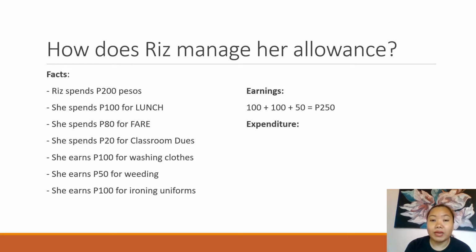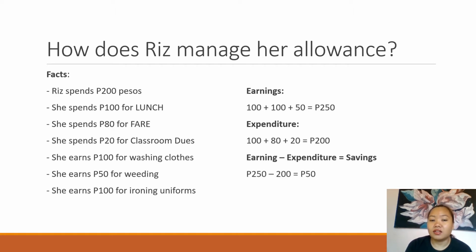How much does she spend? Her expenditures: 100 for her lunch, 80 for her fare, and 20 for her classroom dues. That's 100 plus 80 plus 20, which is 200. If you deduct her expenditures from her earnings, you will get her savings, what is left of her money. She has savings of 50 pesos, which she can save.